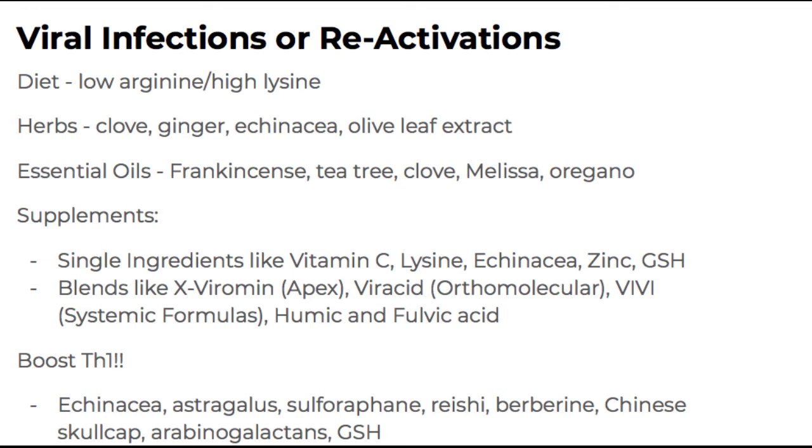The Xviramin is more like echinacea and a couple other things. And the Pure Encapsulation one is like, I want to say astragalus and some other TH1 boosters, maybe some arabinogalactans or reishi mushroom extracts or something like that. But different blends from these most reputable companies have a good quality blend. So Orthomoleculars, theirs is called Viracid. Systemic Formulas, theirs is called VV.